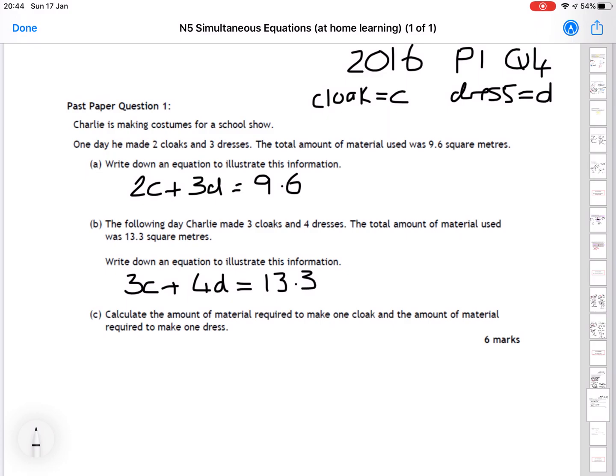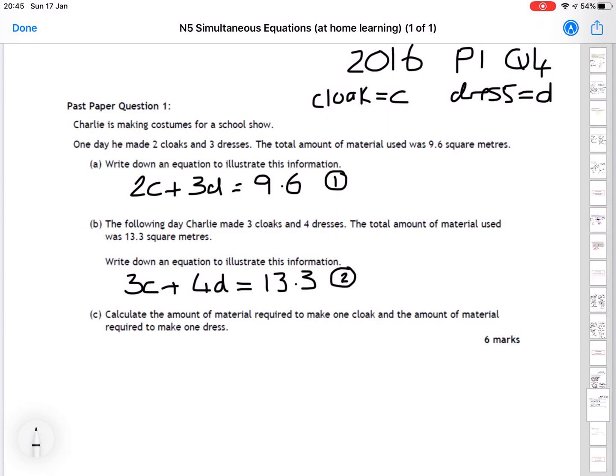So part C is really the main part of this question, where we are being asked to find the amount of material for 1 cloak and 1 dress. So we're basically being asked to solve that for a value for C and a value for D. Okay, so our 2 equations, what we could do is we could just number these up here. So that would be equation 1 and that one there would be equation 2. That's the 2 equations that we're solving simultaneously.